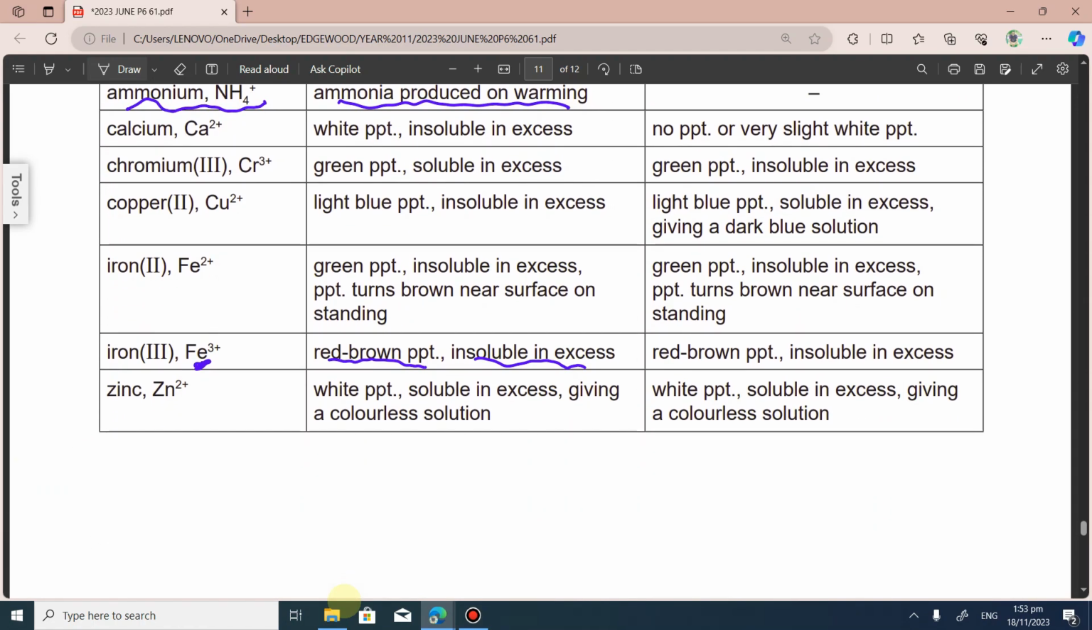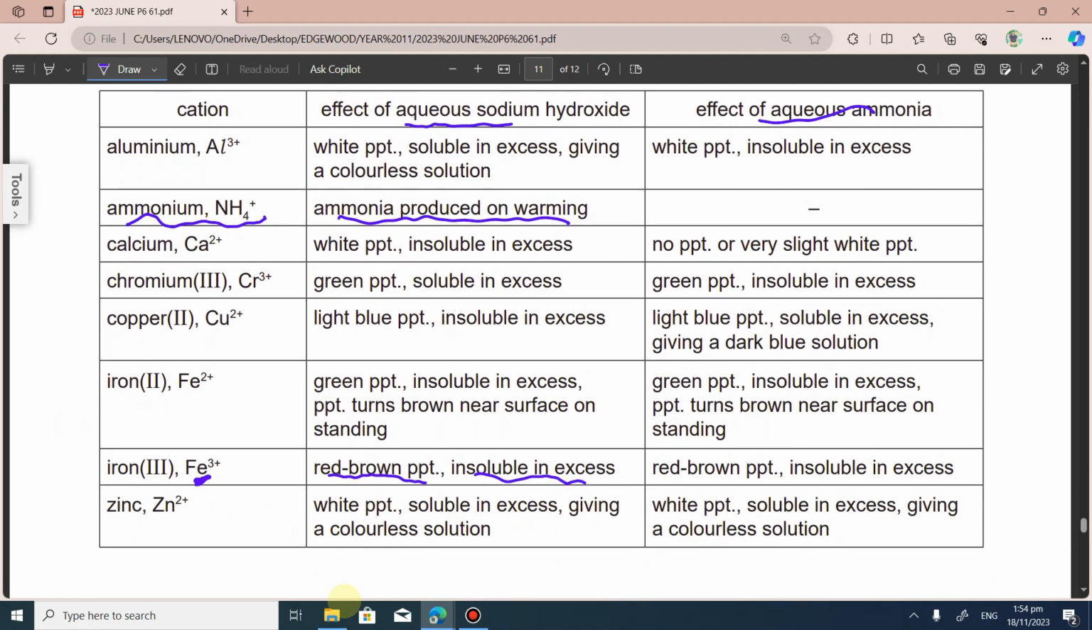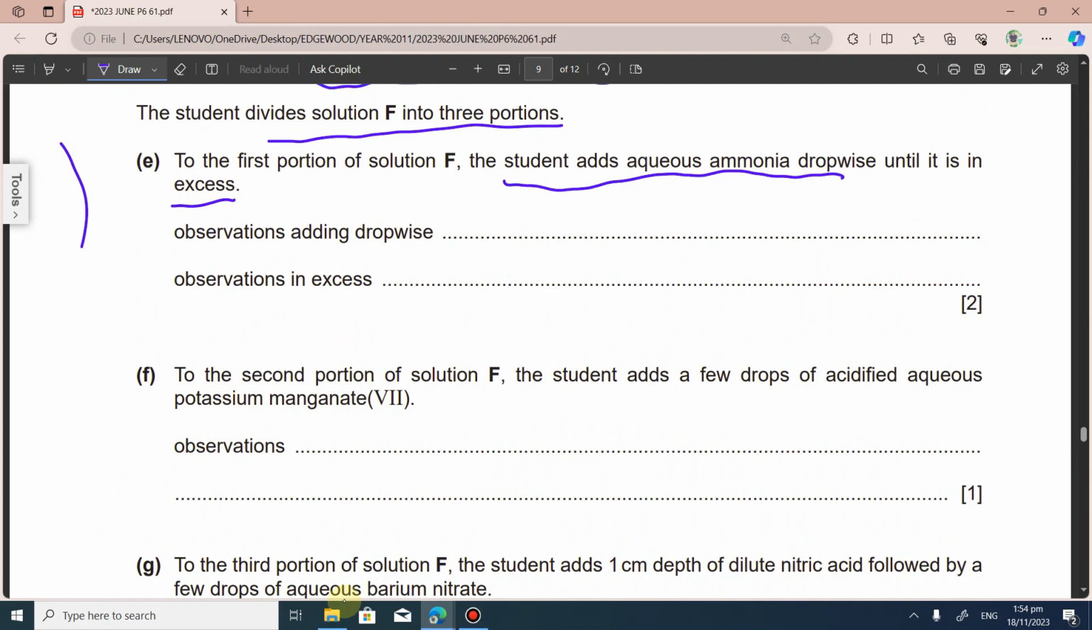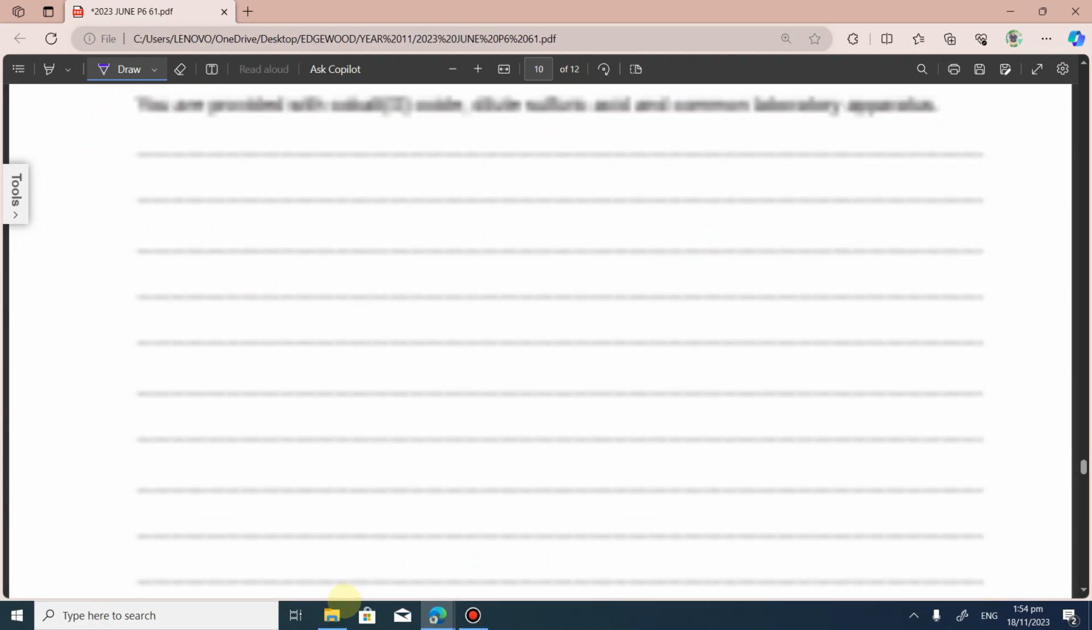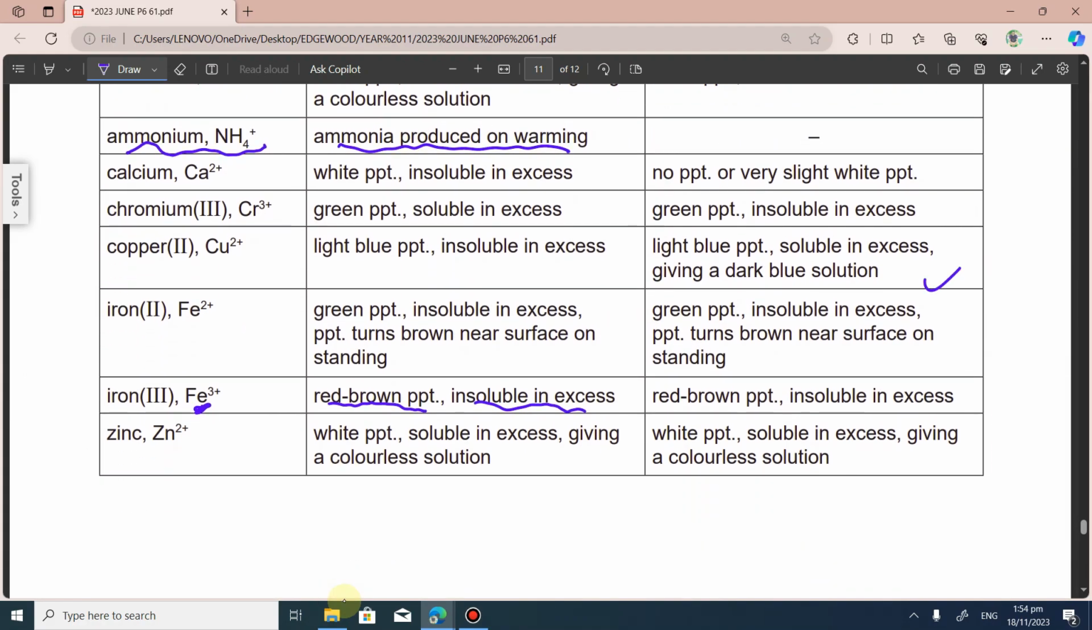So let's go to zinc. When we see the test for zinc, what do we observe? It's either you use sodium hydroxide or aqueous ammonia. In the test information that we were given, what we are simply using is aqueous ammonia. So we go back to the table and pick the one that applies to aqueous ammonia. So we are not concerned with this again, we are concerned with this column. So this is where we have zinc. When we add the aqueous ammonia in drops, white precipitate is formed, but in excess, it becomes soluble and gives a colorless solution. So all we need to do is to just copy this information into the answer.